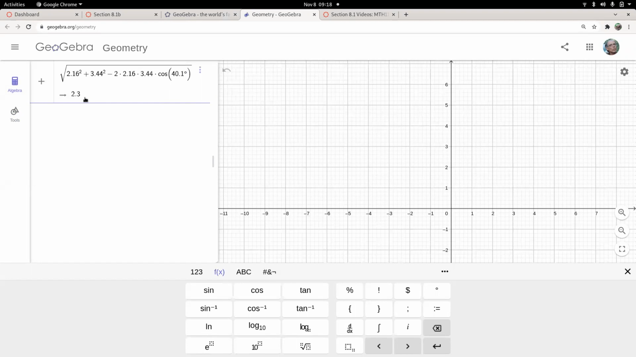So let's make sure I'm out of there. Yeah, so it says it's about 2.3. So does that seem realistic based on the picture I drew? Let's look back.